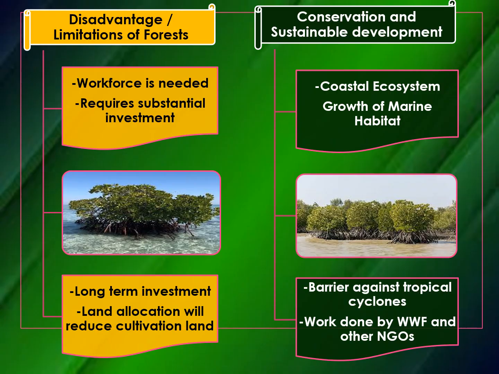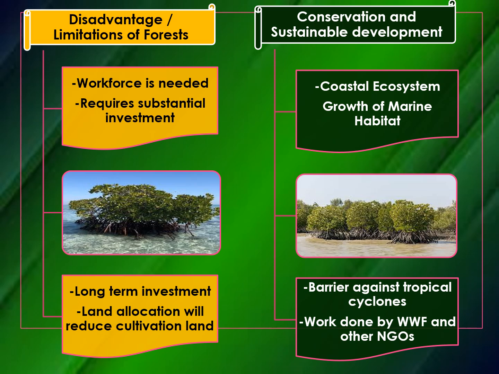Now, if we talk about the disadvantages and limitations of the forest, we can see that a significant workforce is necessary to make and maintain a man-made forest. Establishing an irrigated forest requires a substantial investment, and the returns are not immediate due to the slow growth of the trees. It takes years to get the growth. Land allocated for forest development is withdrawn from cultivation. So it requires a lot of land as well.